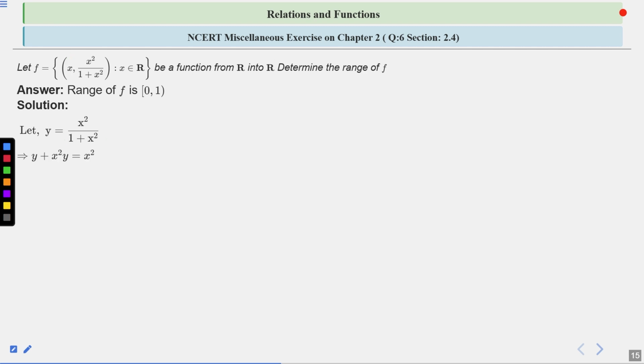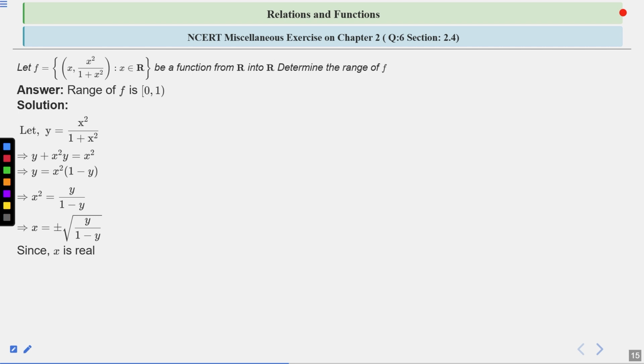Now just cross multiply. You will get y plus x square y is equals to x square. Now just take this expression x square y to the right hand side. You will get your equation as y is equals to x square times 1 minus y. And from here you will get x square is equals to y by 1 minus y. And apply root to both sides, you will get x is equals to plus minus root y by 1 minus y. Clear?